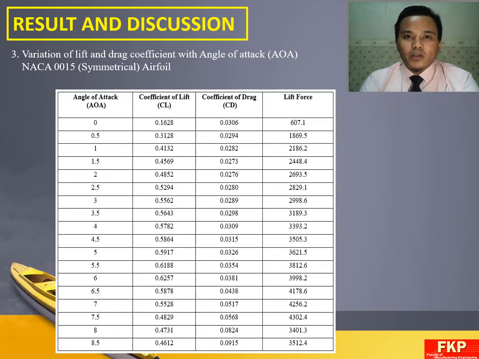From the simulation of static pressure and velocity magnitude of NACA 0015, the data coefficient of lift, coefficient of drag, and lift force of NACA 0015 were found for different angle of attack. Finally, the ratio of CL to CD was calculated. The table shows the data CL, CD, and LF with different angle of attack.